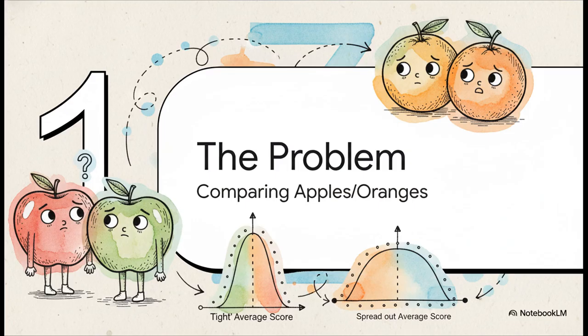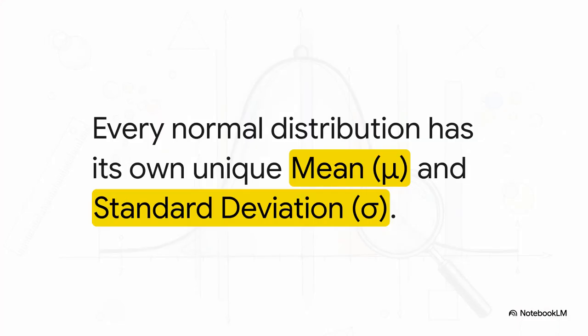They're measured on totally different scales, they have different average scores, and the way the scores spread out is completely different. Now, to put it in stats terms, here's the deal. Every single set of data that follows that nice bell curve, whether it's test scores or heights or weights, has its own unique mean, that's our mu, and its own unique standard deviation, our sigma. And it's this uniqueness that makes a direct, fair comparison a no-go.